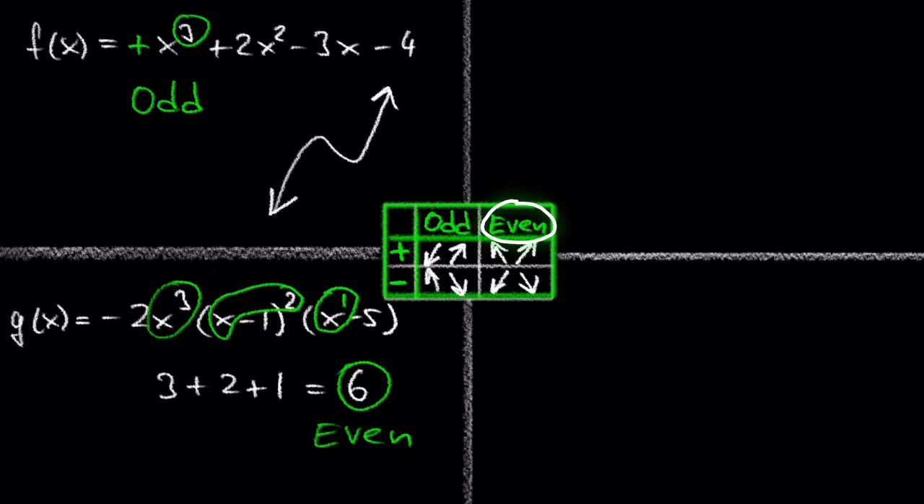Even degree polynomial functions have graphs with the same behavior at each end. Without multiplying out, we can see that the leading coefficient is -2, which is negative. So the graph of this function falls to the left and falls to the right.